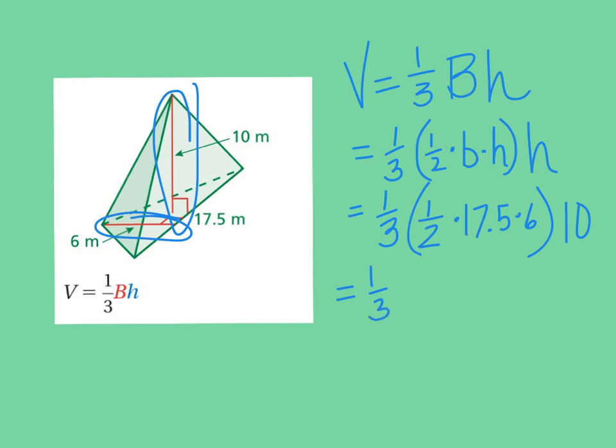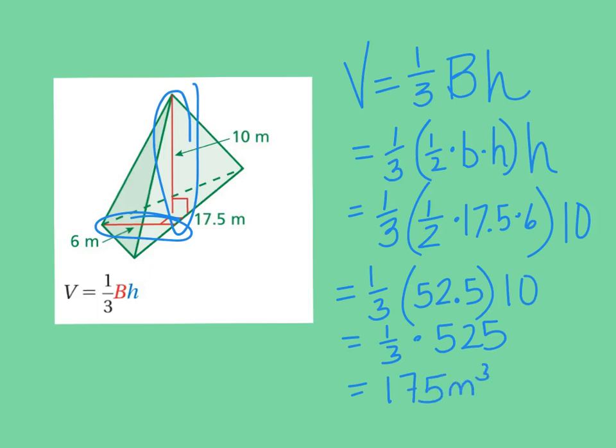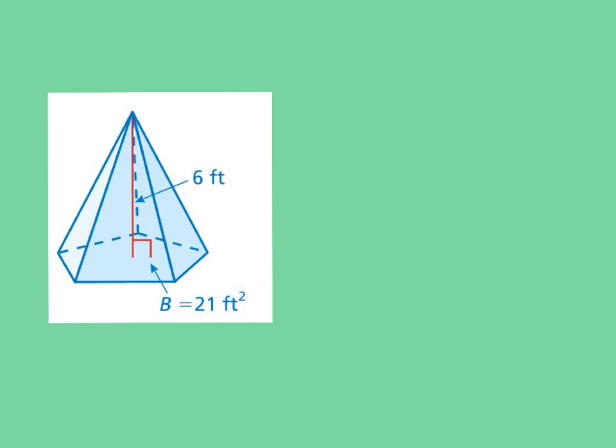I'm going to leave this 1/3 alone, get what's in this parentheses taken care of. 1/2 times 17.5 times 6 equals 52 and 5/10, or 52 and a half. I'm going to multiply by 10 then, instead of taking 1/3 of 52 and a half or 1/3 of 10. I'm going to leave the 1/3 alone. 52 and 5/10 times 10 equals 525. If I divide 525 by 3, or take 1/3 of it, I end up with 175, and again, cubic meters in this problem.